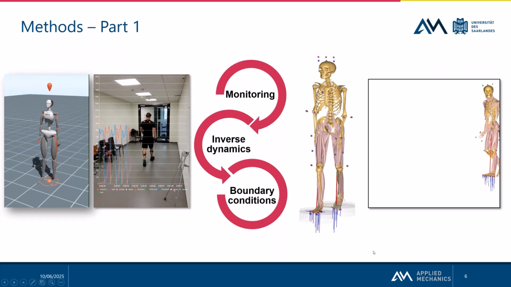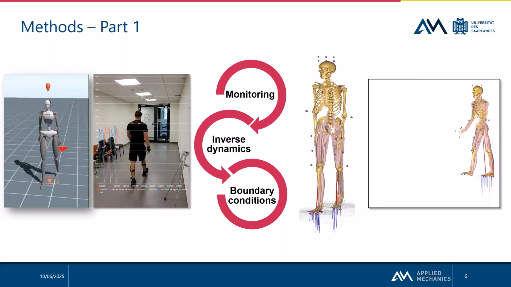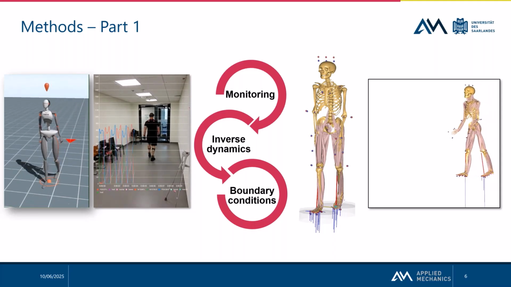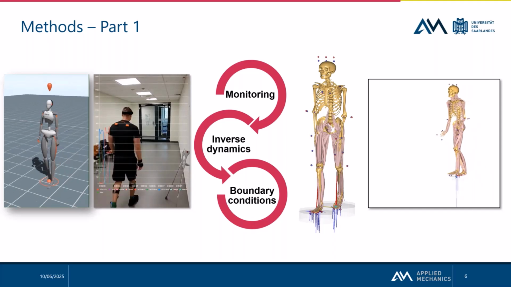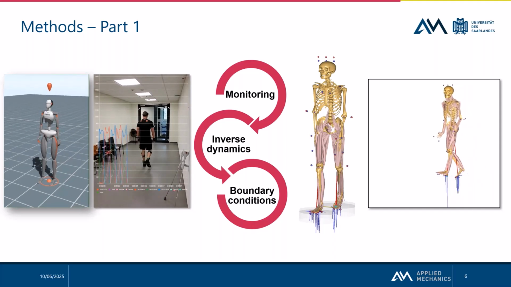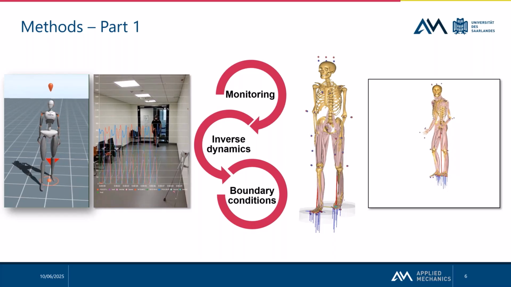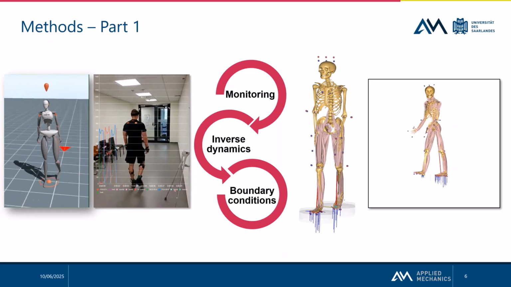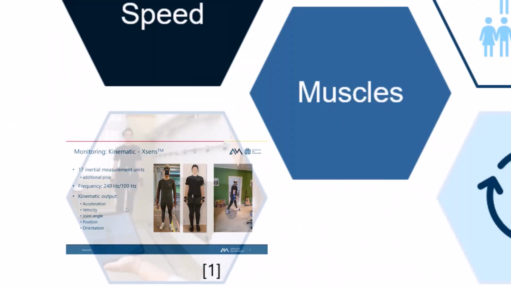As you see, we use Xsens for the kinematics, and we also have sensor insoles for kinetics. Then we use the motion data from the Xsens system to go to AnyBody and do the inverse dynamics, as I already mentioned, and then go to the boundary conditions. And we look now in every detail at the further steps. So we start with Xsens.